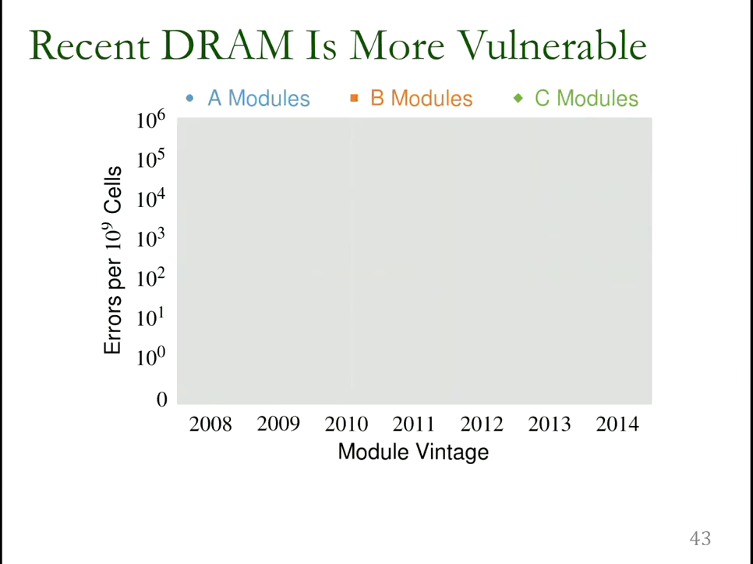So why is this interesting? The recent DRAM turns out to be more vulnerable. And we'll get to why that is the case. Because the cells are much closer to each other. I'll give you that, basically.